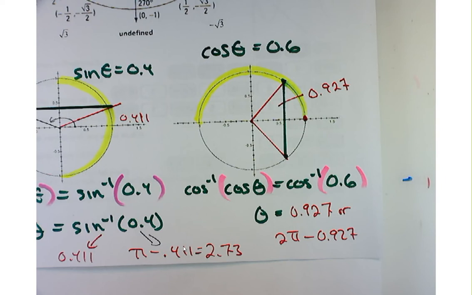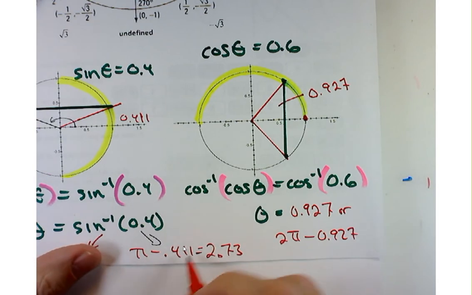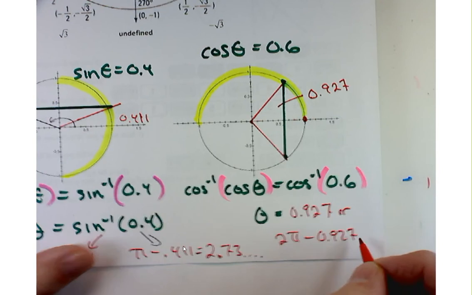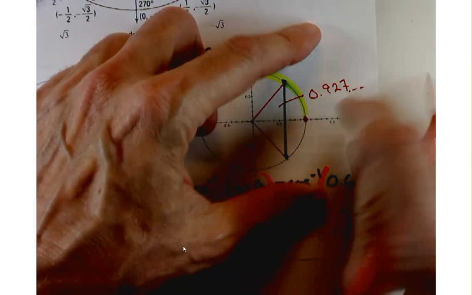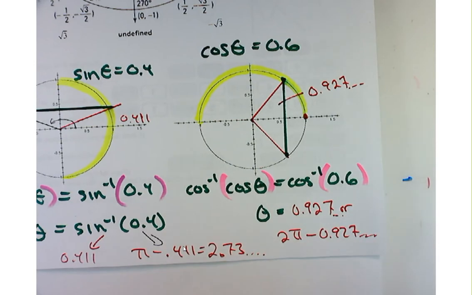What is the 2.73 next to the sine? Oh, this is a decimal approximation of the first few digits of this. This is actually an infinitely long number. So I should maybe put ... meaning it goes on forever. Same with this. This is just the first few digits. So it's really reflecting that it's the decimal approximation of this. Okay?